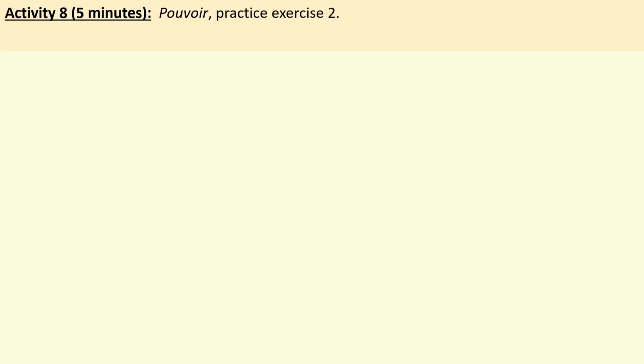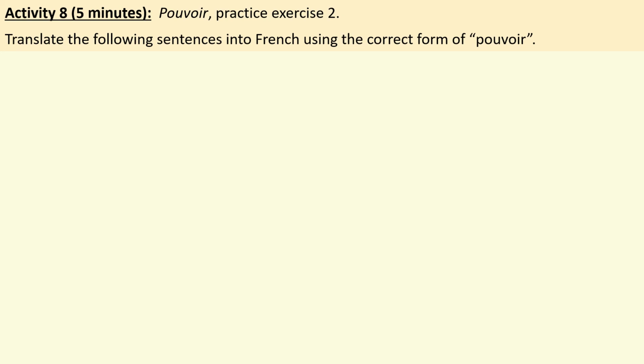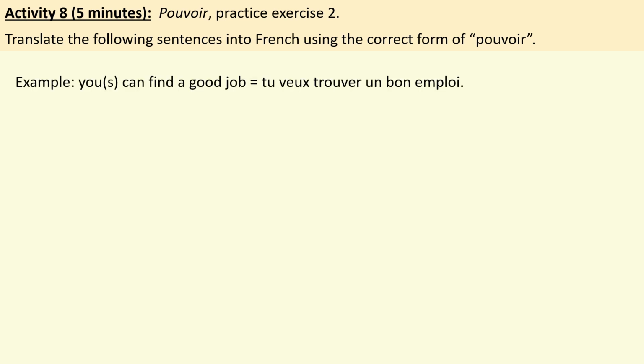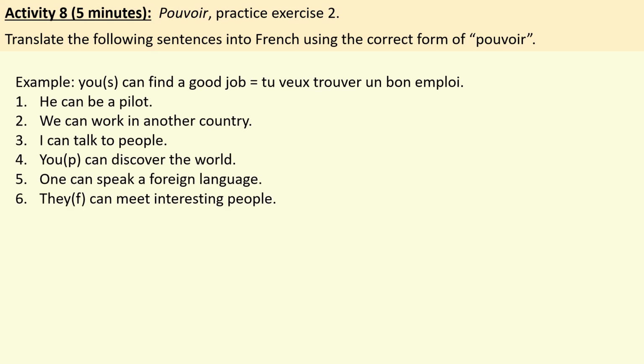One more practice activity with pouvoir. This time, I want you to translate the following sentences into French using the correct form of pouvoir. Here is an example. You can find a good job. Tu peux trouver un bon emploi. 6 sentences for you to translate. You can now press pause and then press play again when you're ready to see the correction.